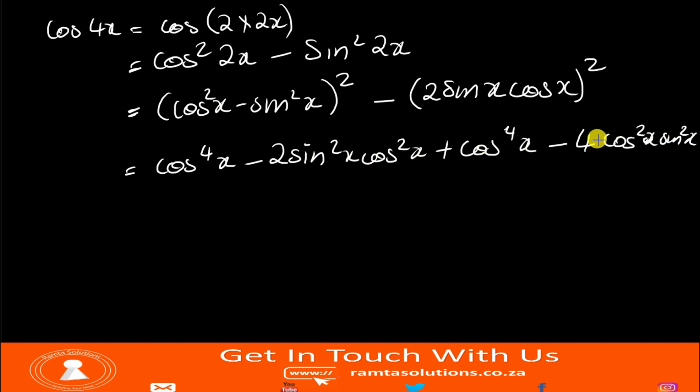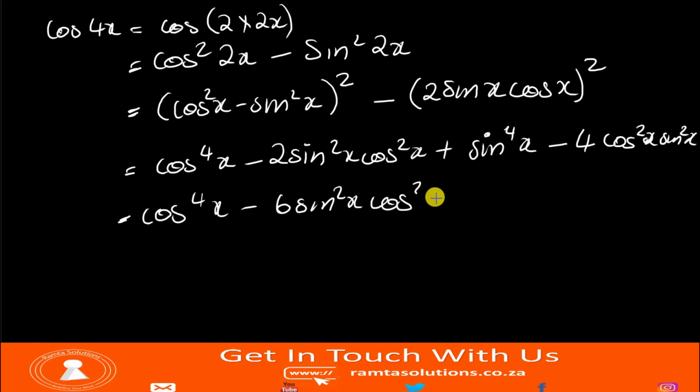I'm sorry, I'm squeezing it. So you have cos to the 4, and this is sine to the 4. Let's better simplify this. This will then become cos to the 4x minus 6 sine square x cos square x plus sine to the 4x.